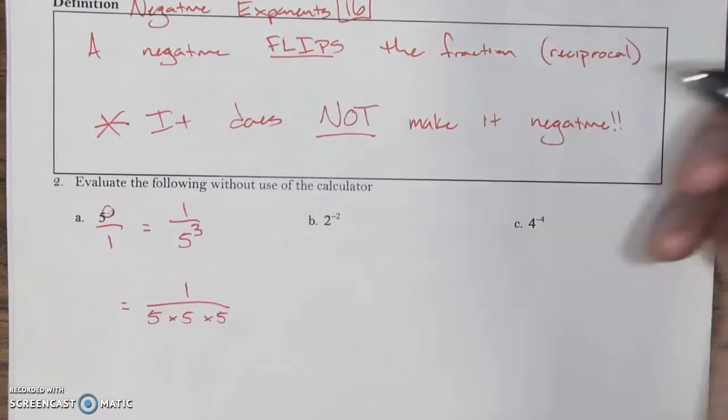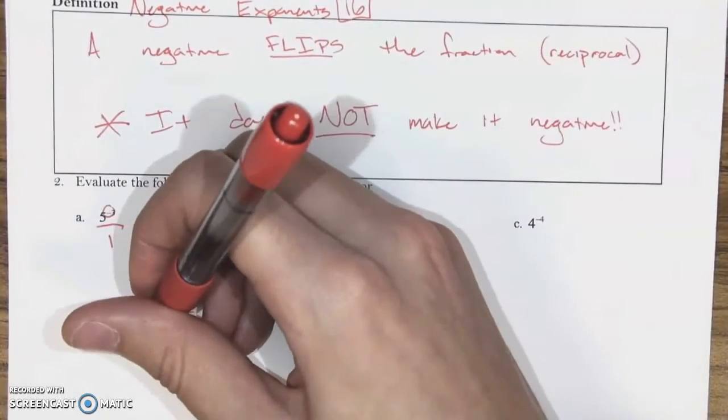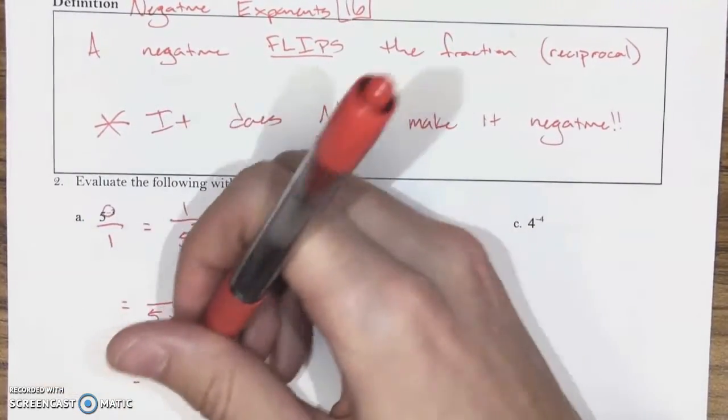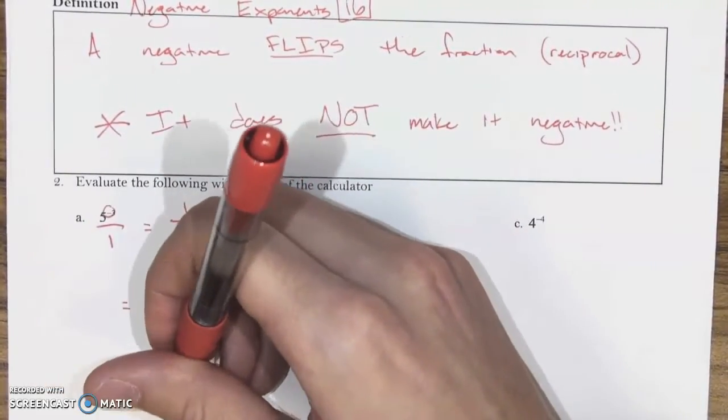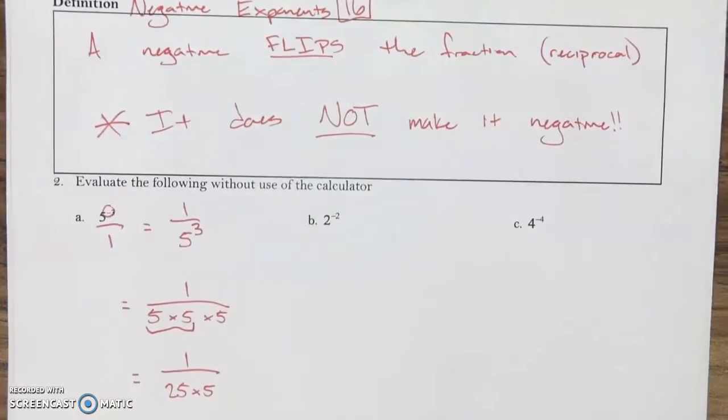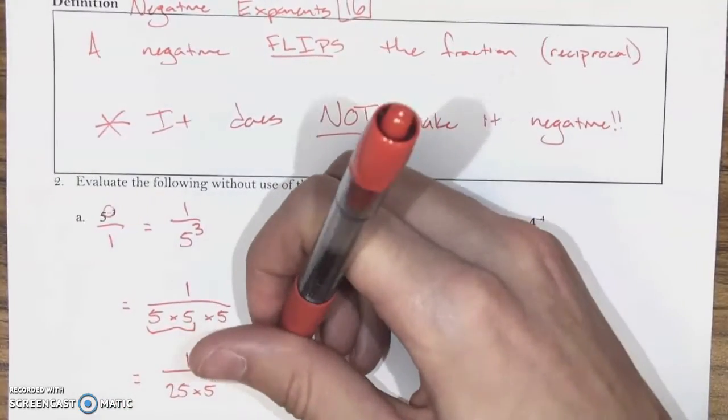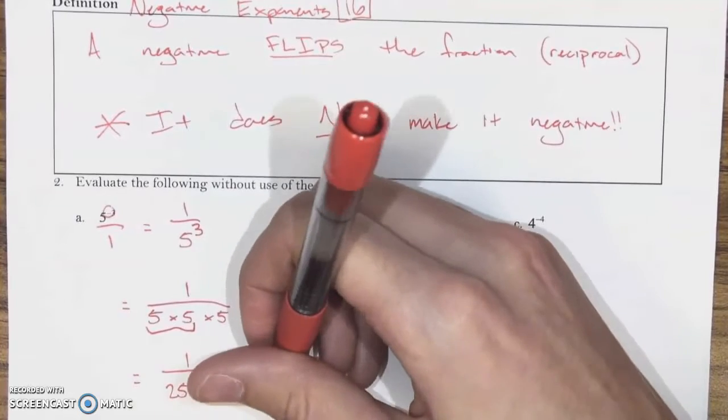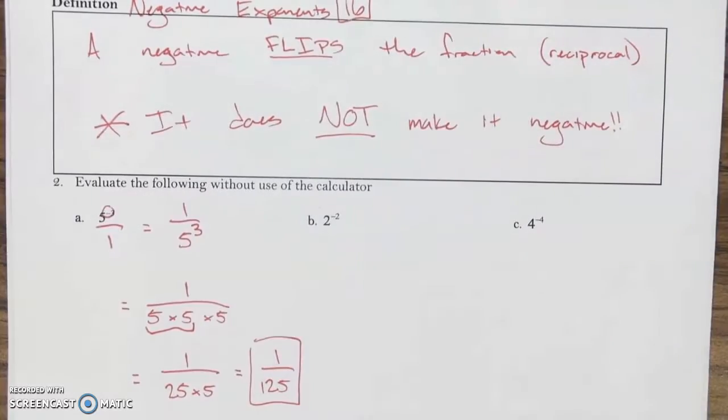We evaluate. 5 times 5 is 25. So we have 1 over 25 times 5. And we know 25 times 5 is 125, and that is our solution.